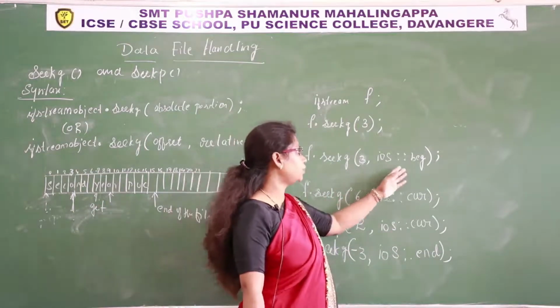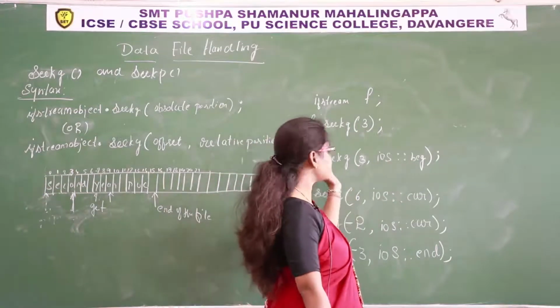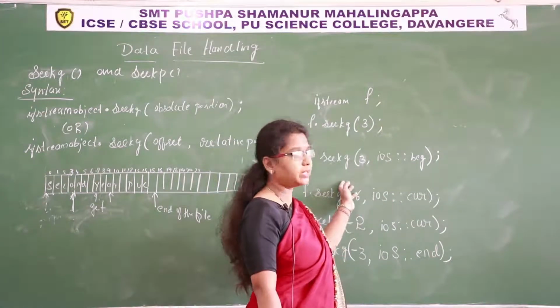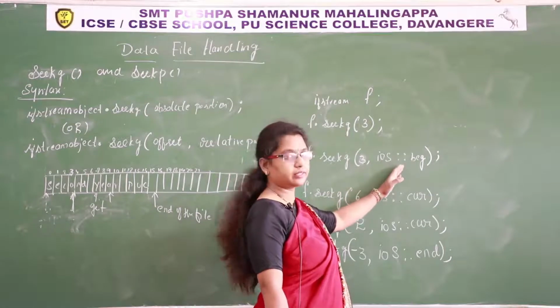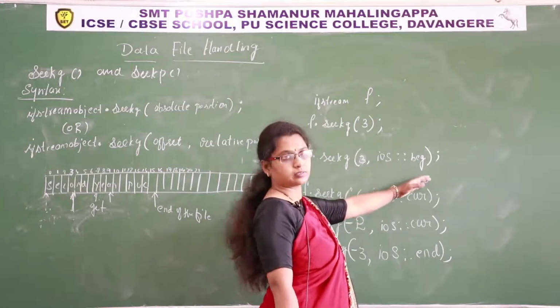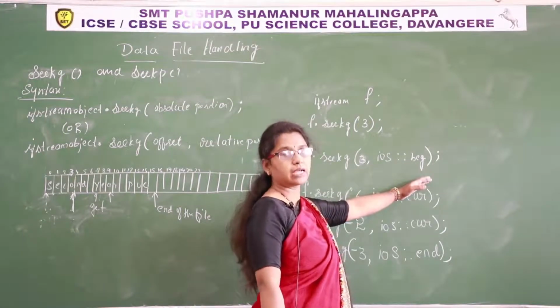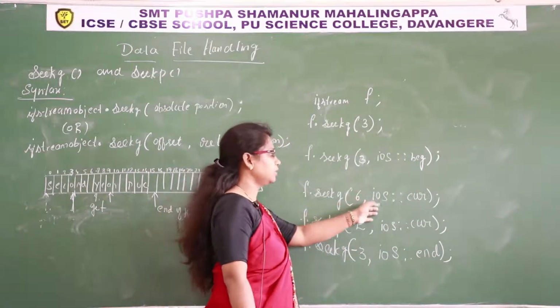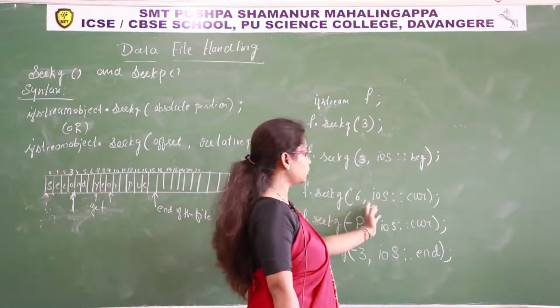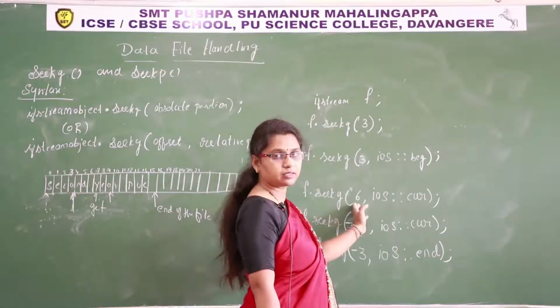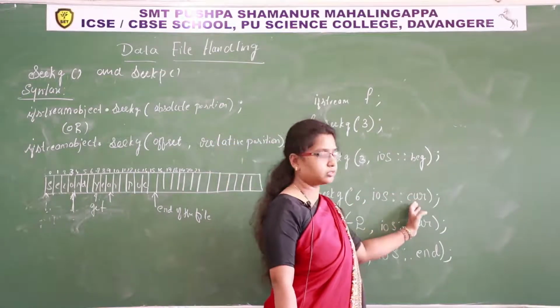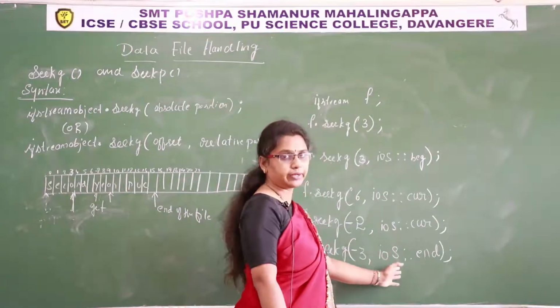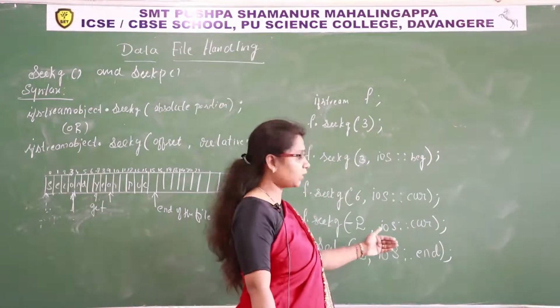It moves a file pointer, the get pointer if it is seekg. Okay, so it moves the file pointer to the required position from the beginning, isn't it? Then it moves the file pointer to the position that is mentioned in the offset from the current location. Here from the end it moves in the backward direction.